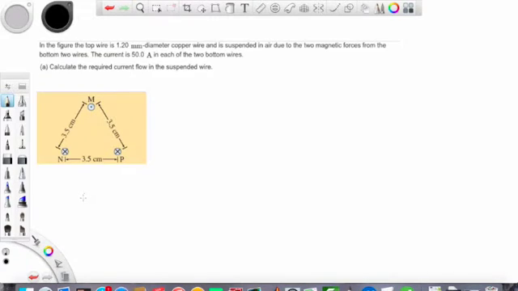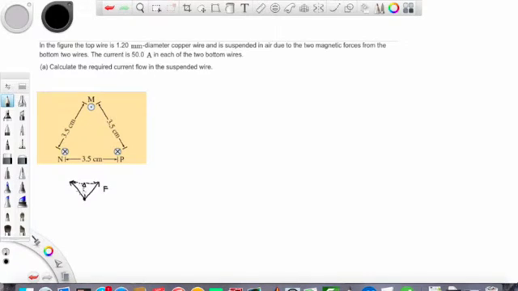The free body diagram of the top conductor would therefore be like this. So there are repulsive forces from the 2 conductors, and their horizontal components exactly cancel each other. So we are only interested in this vertical component, and there's 2 of them.